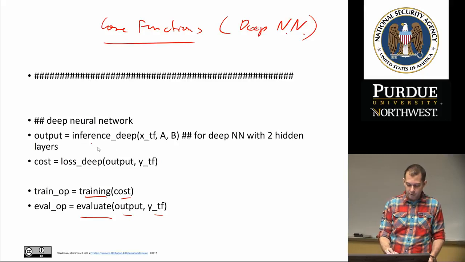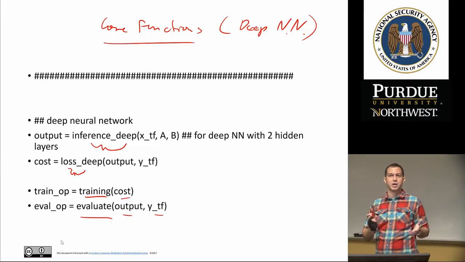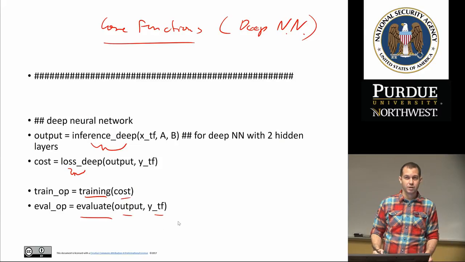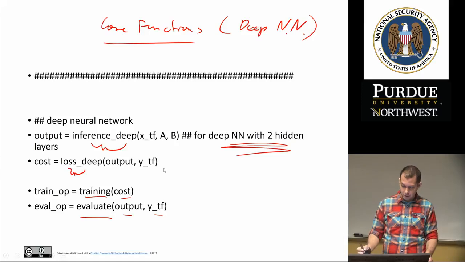Instead of inference, now I'm calling it inference deep. Instead of loss, I'm calling it loss deep. So I can just replace, in my code, I could still have the original inference and loss for my own reference, but now I create these two new functions with a new definition. For this one, it would be, let's say, a neural network with two hidden layers.